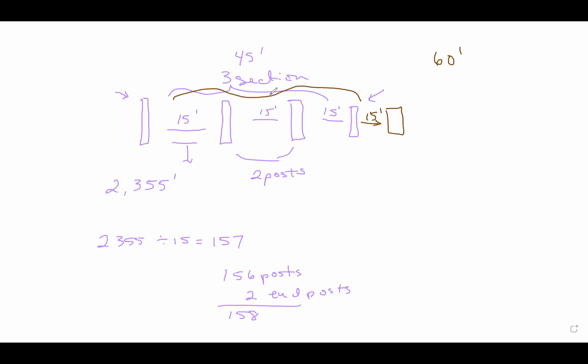So now in the brown, I would have 4 sections. Oh, that was a bad squiggle. There should be a little thing here. I would have 4 sections. And you see I have for the brown 3 posts in between the end posts. So I think my hypothesis would be true to say that for this amount of feet, 2,355 divided by 15 gives me 157 15-foot sections, meaning I would then have 156 posts plus the 2 end posts.